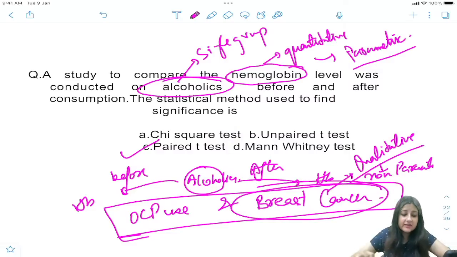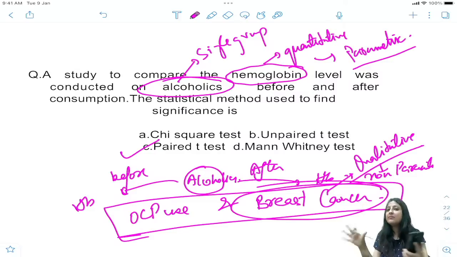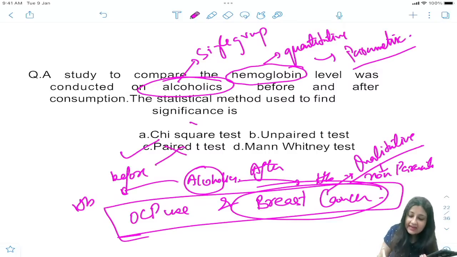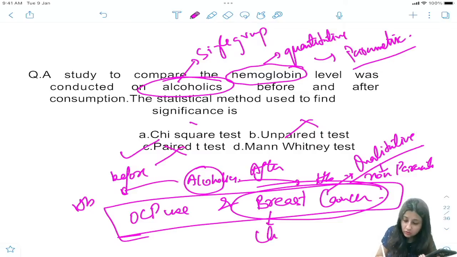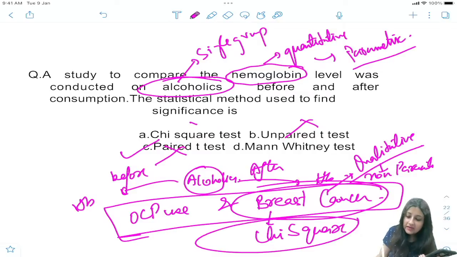Look at breast cancer. Breast cancer ko dekho. Is breast cancer a quantitative variable or a qualitative variable? Can I say mean of breast cancer is 20.3? No. But I can say that 20% of women suffer from breast cancer. Yes or no? So breast cancer is something which can be expressed in percentage and proportion. So now I cannot use paired. I cannot use unpaired. What is the most commonly used non-parametric test? It is always chi-square.